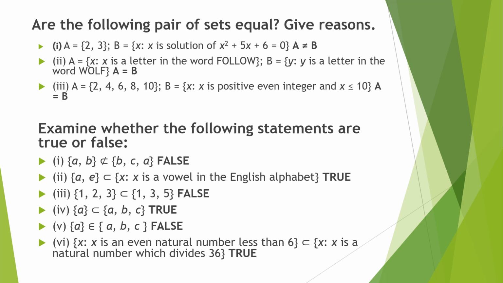Sixth one, x, so that x is an even natural number less than 6. So you have even natural number which is less than 6, means it is 2, 4, 2 and 4. It is a subset of set of all x such that x is a natural number which divides 36. Correct? There are many natural numbers which will divide 36, like you have 1, 2, 3, 4, 6, 12, so on. You will have up till 36. So obviously the set on the left hand side is a subset of set on the right hand side, because right hand side obviously consists of 2, 4.